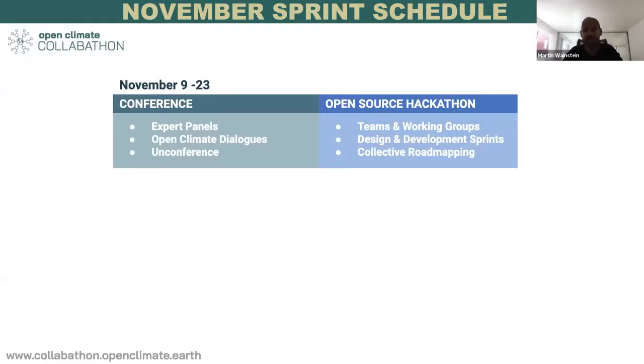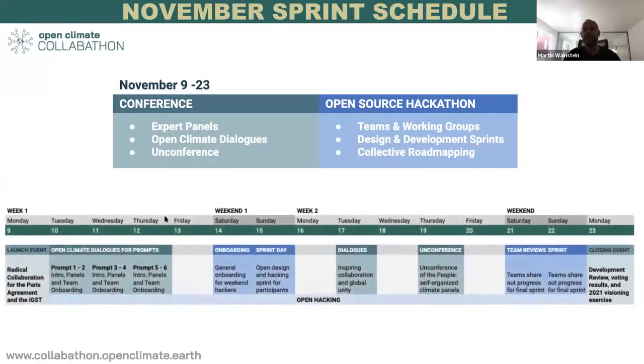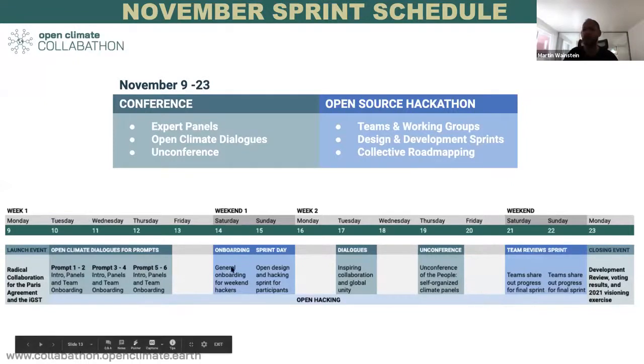The way that we are thinking November at the moment, and we'll be publishing that this week, but why today's session is so important to gather ideas, is essentially the fusion between a conference with expert panels and open climate dialogues and the formats of unconferences with an open source hackathon where we have ongoing working groups and teams working together. That, in the span of the 2 weeks, looks kind of like intense like a COP, but it starts with a series of prompt-related dialogues, but participants around the world can start hacking all throughout with specific points for onboarding the different teams.